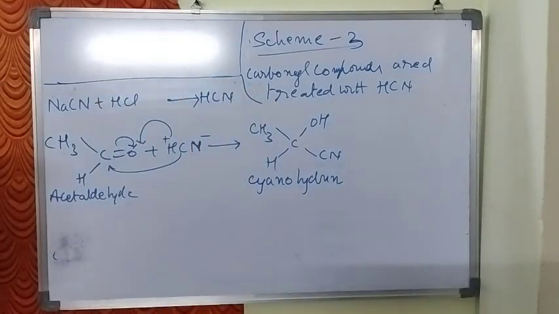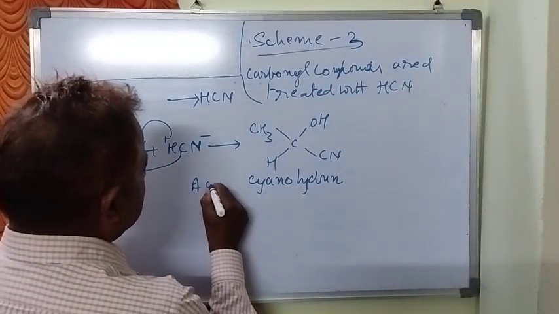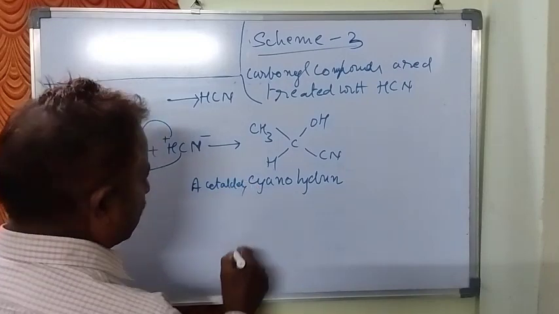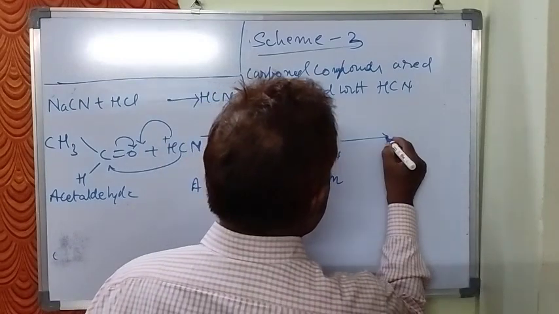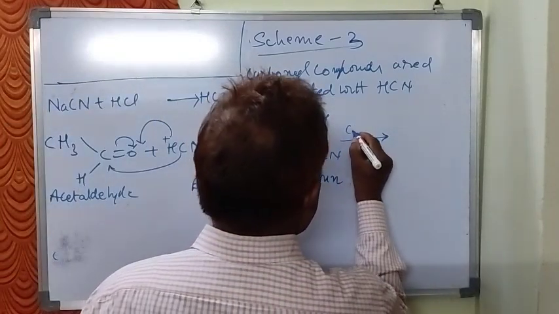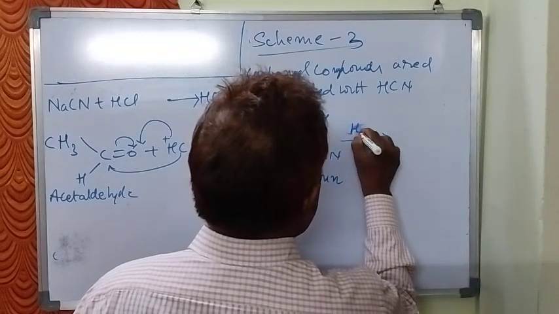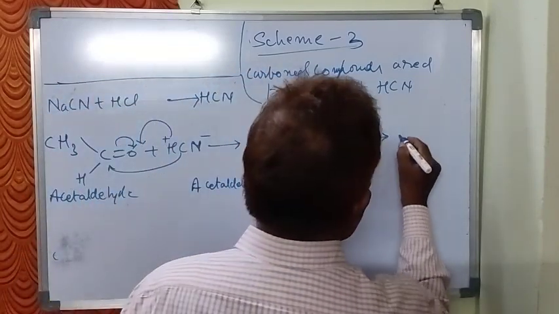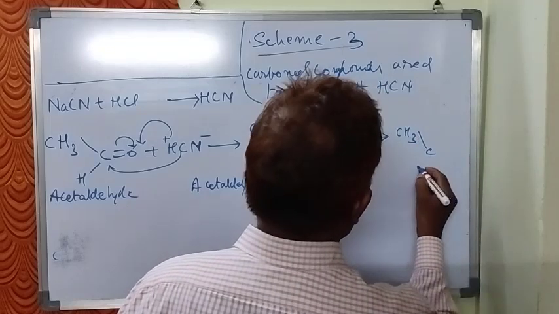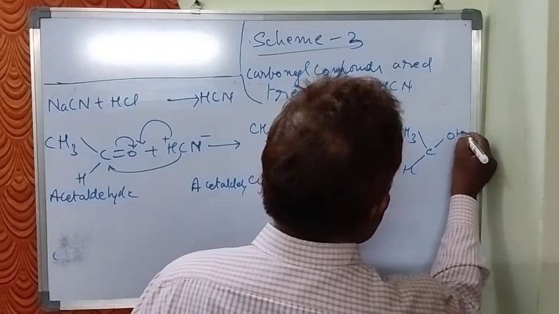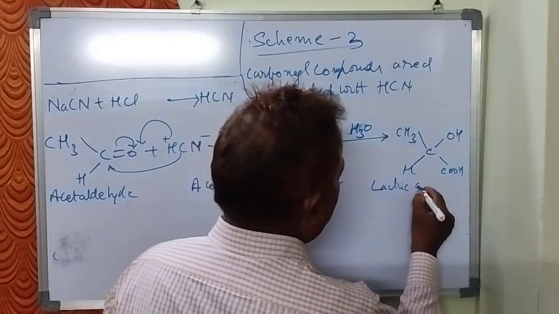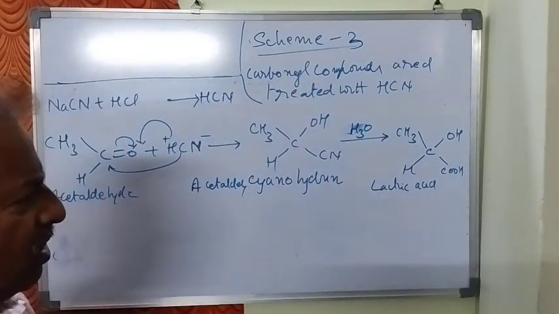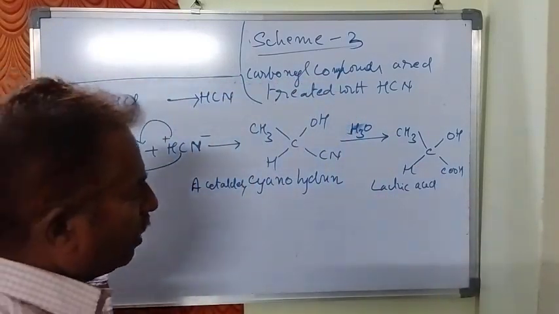Cyanohydrins are a very important class of substances for the preparation of many other substances. Since this is obtained from acetaldehyde, it is known as acetaldehyde cyanohydrin. Right. Now this is treated with hydrolysis, complete hydrolysis. What do we get here? This is CH3CH(OH)COOH. What is this? The common name of this substance is lactic acid, or otherwise 2-hydroxypropanoic acid.